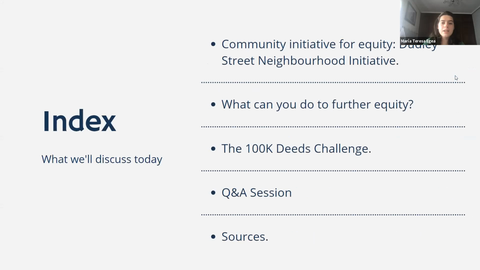And in the next half of the presentation, we're going to be taking a closer look at a community initiative for equity and what you can do in your own communities to further equity, as well as the 100K Leads Challenge.